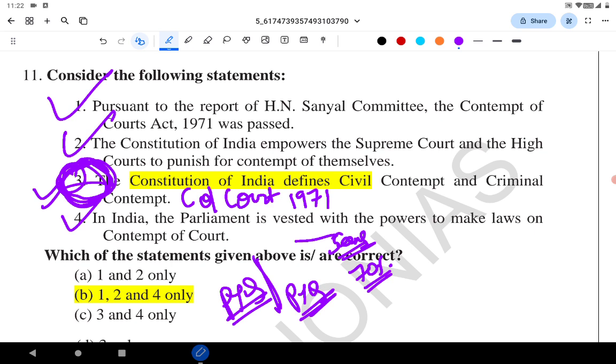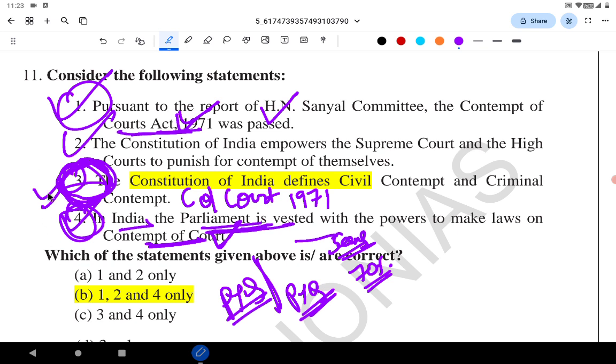See, another thing, this is how you have to be careful. Look at statement 1, look at statement 4. Pursuant to the report of H.N. Sanyal Committee, the Contempt of Court Act 1971. What is the meaning of act? It is passed by Parliament, right? Contempt of court is passed by Parliament. See here, in India, the Parliament is vested with the powers to make laws on the contempt of court. Here it is act, here it is Parliament. That's why you have to go through the PYQ. You will understand how UPSC gives very complementary statements.